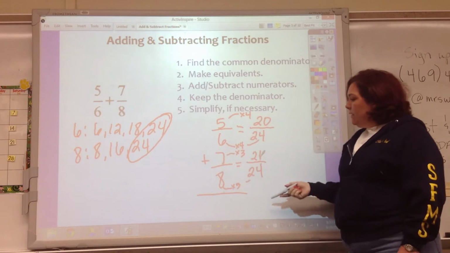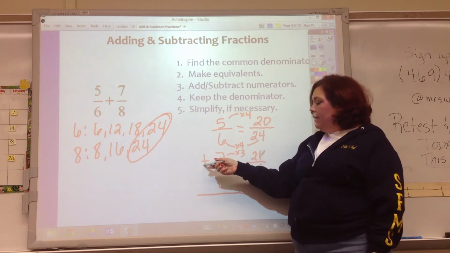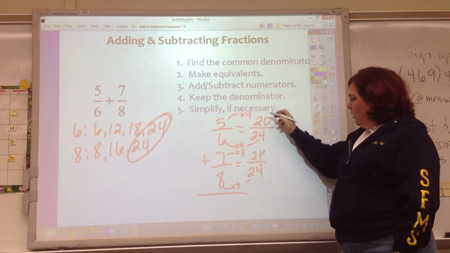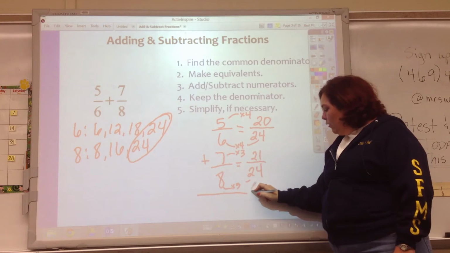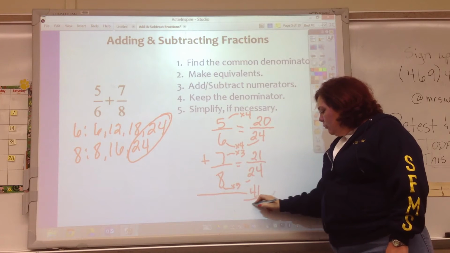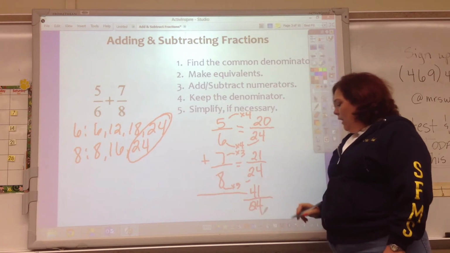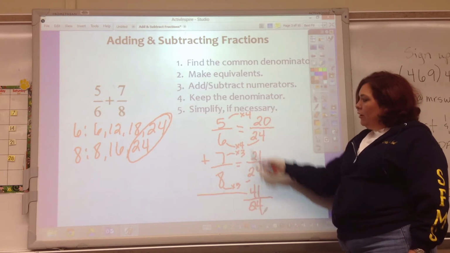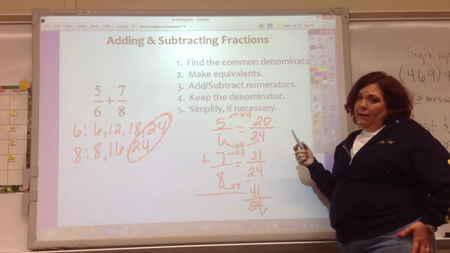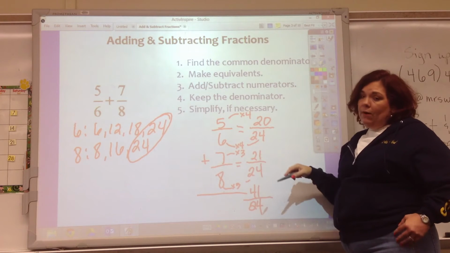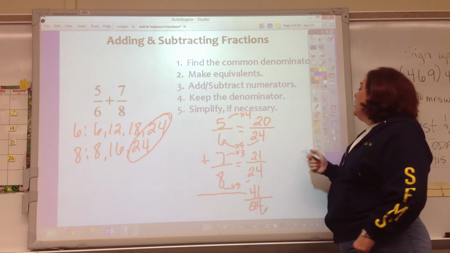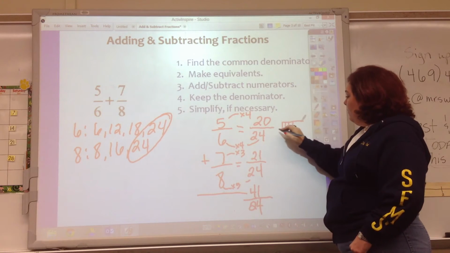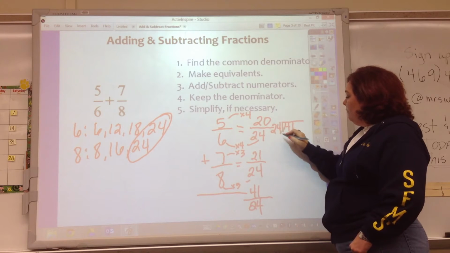So now I get my total, and I have to look at my sign to remember that I'm adding. So now I add or subtract my numerators. So I'm going to add these up, and I get 41/24. Okay, well that's an improper fraction. So, and I kept my denominator. So now I have to simplify, because I've got to turn this improper fraction into a mixed number. So to do that, I have to divide. And I'm going to leave it in fraction form because I'm dealing with fractions.